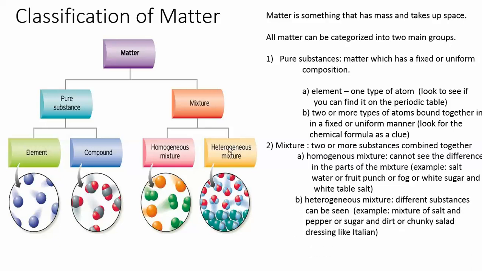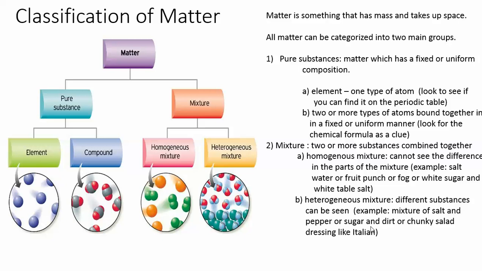The other type is a heterogeneous mixture, and this is when I have two or more substances combined together, and I can see the difference between the parts. Maybe not all of the parts, but I can tell at least some of the parts. And examples of this we've given are salt and pepper mixed together. I can definitely tell the difference between those.